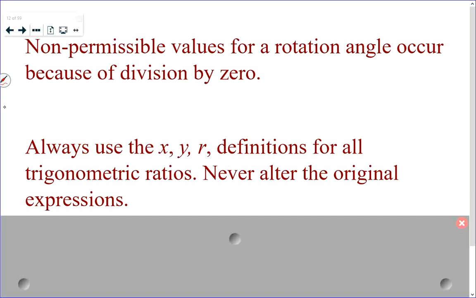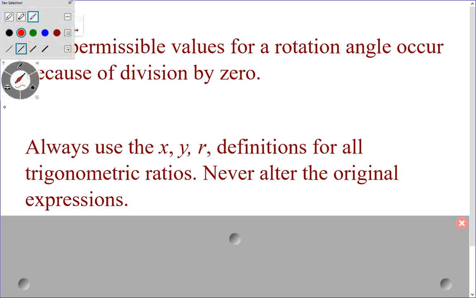X can never be 0. If x is 0, then you're dividing by 0, it's not permissible. So any place you have a rotation angle where x is 0, tangent will not be defined. There will be a non-permissible value there. Keep that in mind as we go through these examples. As well, please remember, don't simplify the expressions to find non-permissible values.